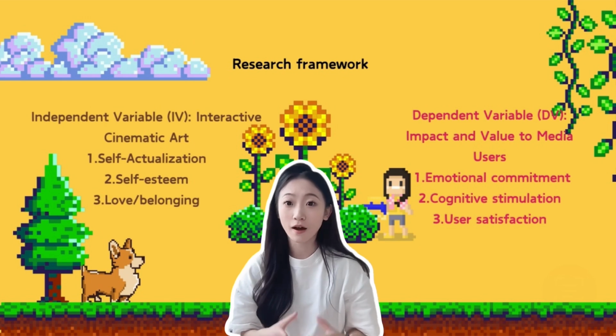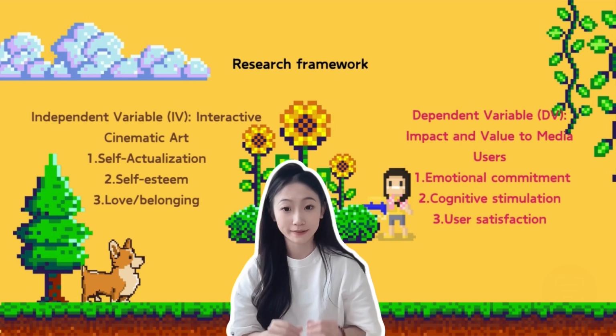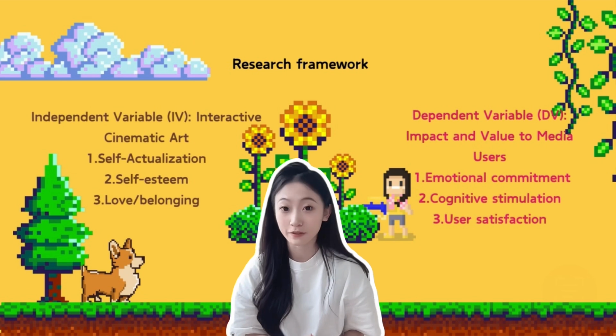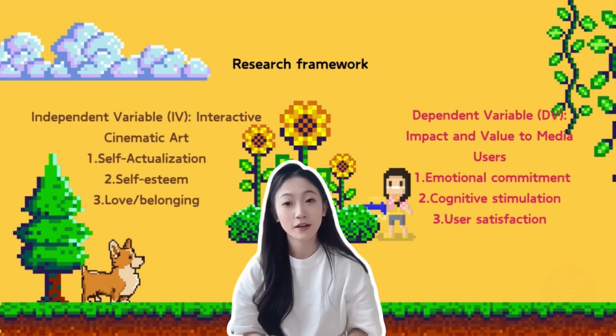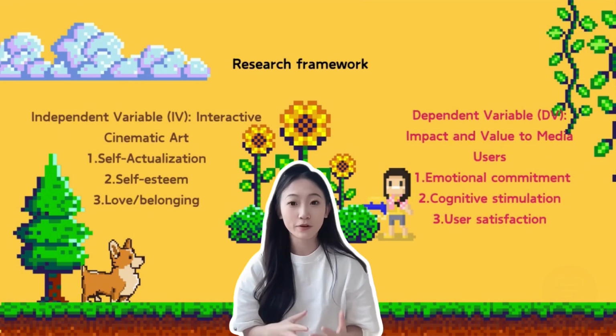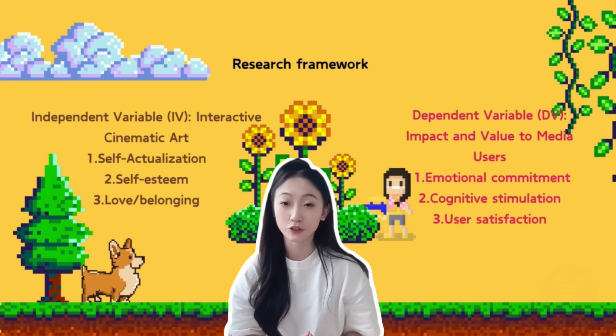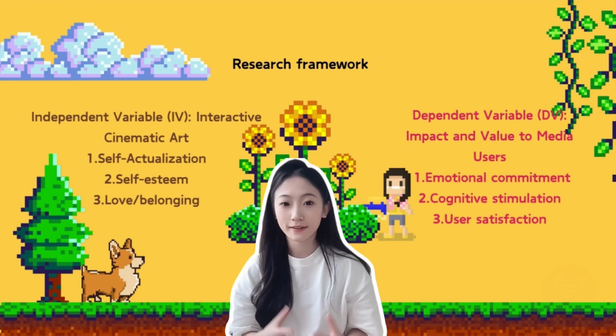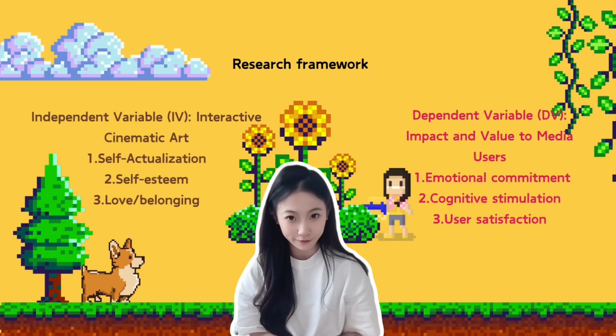So the second one is cognitive stimulation. This variable examines the cognitive aspects of media users' interaction with interactive cinema art. It includes dimensions such as critical thinking, decision-making, problem-solving, and so on. The last one is user satisfaction. This variable measures the overall satisfaction of media users with the interactive film art experience. It includes dimensions such as enjoyment, realization of personal preferences, and perceived value.